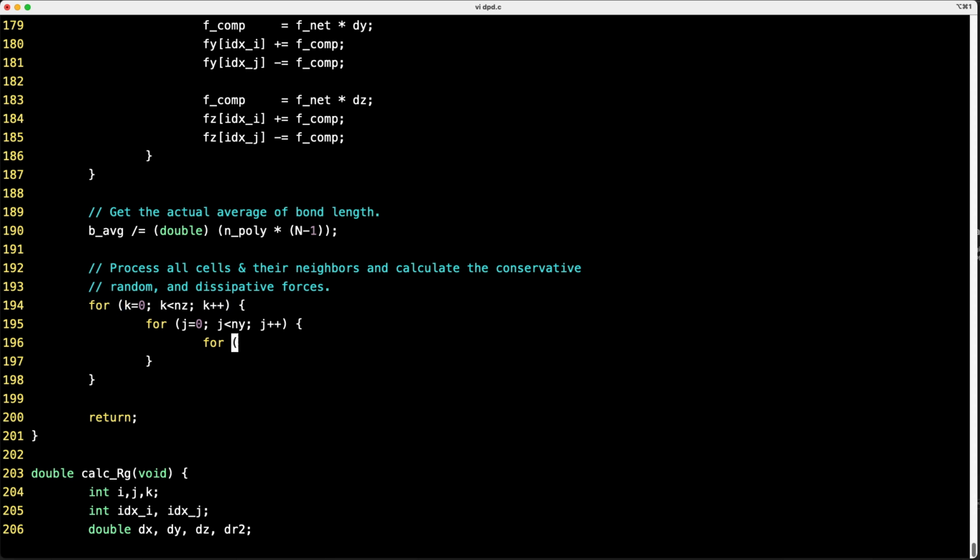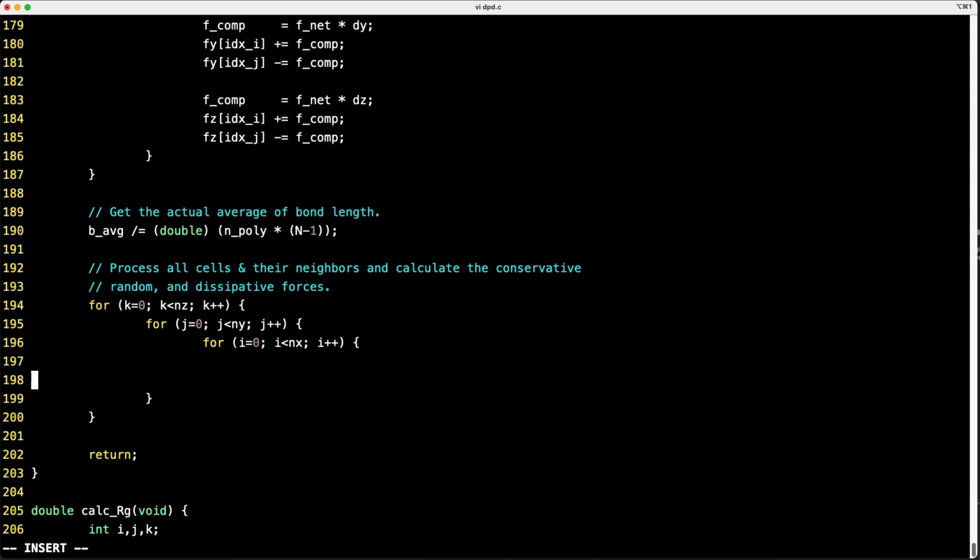I don't know why I'm so particular about them, but I am. Finally, we need to loop over all of the cells in x. So i is less than nx, i plus plus. Okay, so that gives us that.